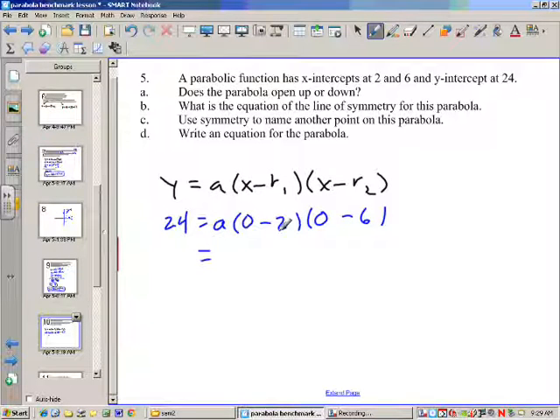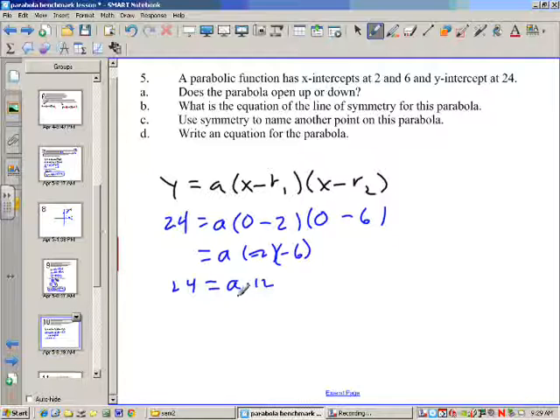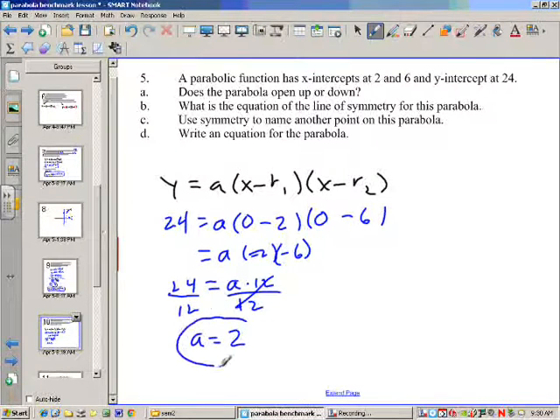Again, simplify. 0 minus 2, 0 minus 6, that should be a negative. Negative 2 times negative 6 is positive 12. We're multiplying. You undo multiplication with division. Do it to one side, you have to do it to the other. A then equals 2. Circle that.